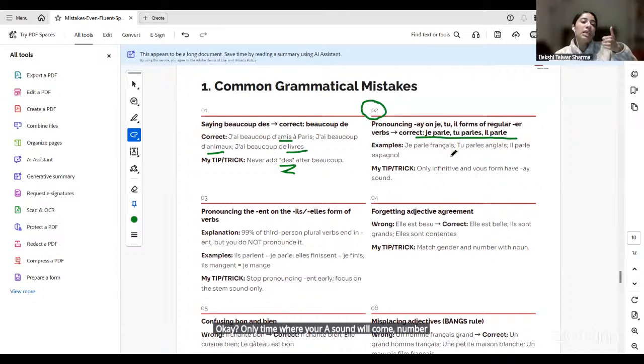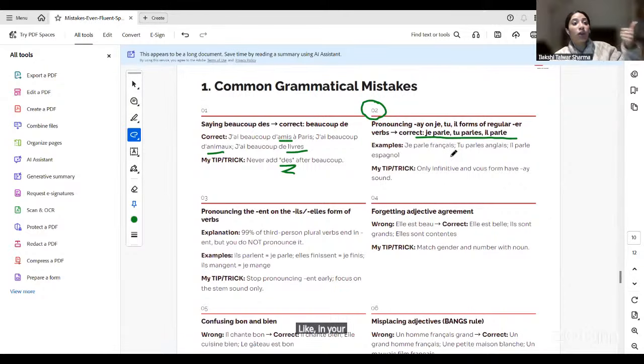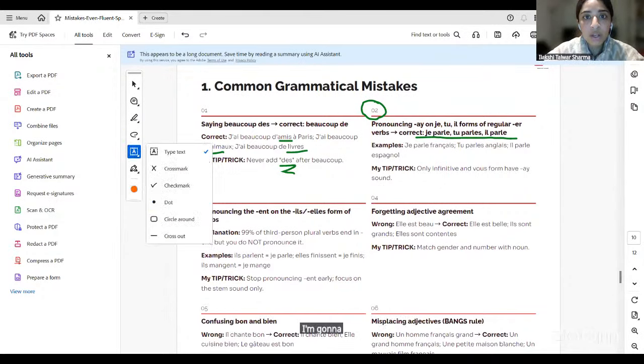Only times where your A sound will come: number one, when you have E accent aigu, correct? Like in your past participle: parlé, écouté, marché, allé, étudié. That's one. Next, whenever your verbs are ending in ER, that means infinitives: parler, marcher, étudier. Perfect. Next, whenever it's ending with AIS or AIT, imparfait, AIENT, again. Okay? And EZ. So let's look at it from this. I'm going to write that in front of you.